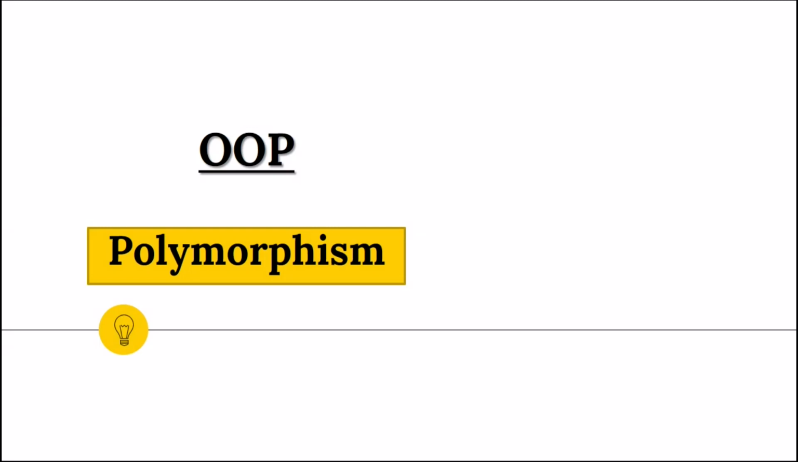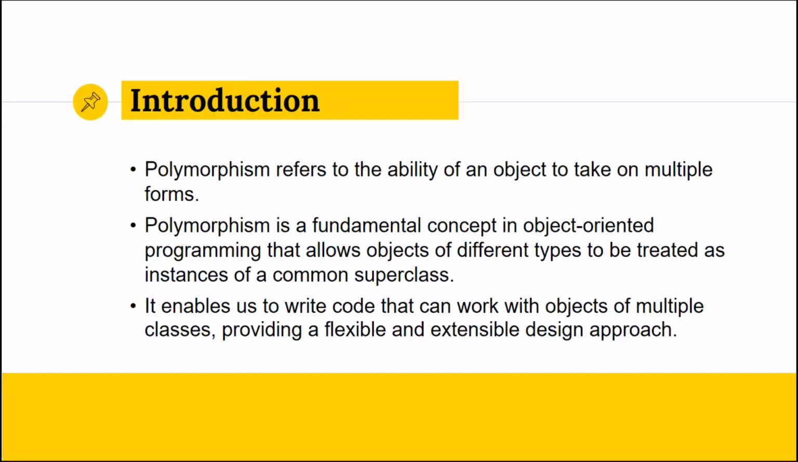We will delve into the fascinating concept of polymorphism and understand how it enhances the flexibility and extensibility of our code. A concept that stands out for its versatility and flexibility is polymorphism. Polymorphism allows us to write elegant and extensible code by treating objects of different classes as interchangeable entities.